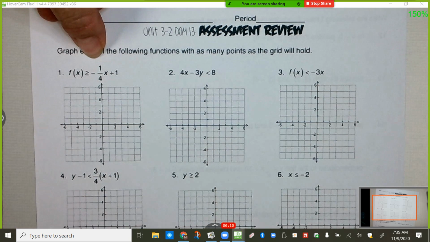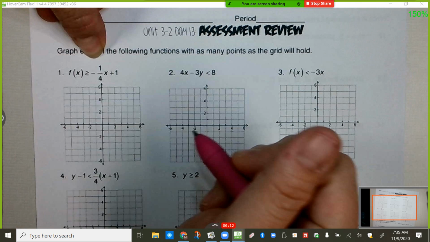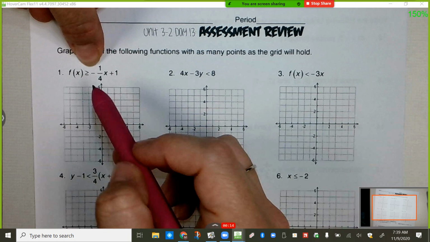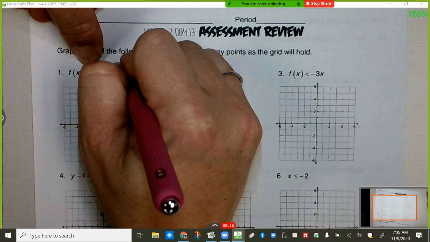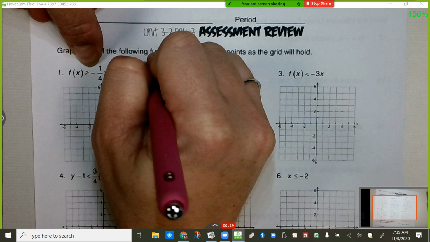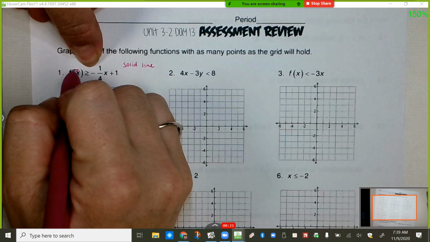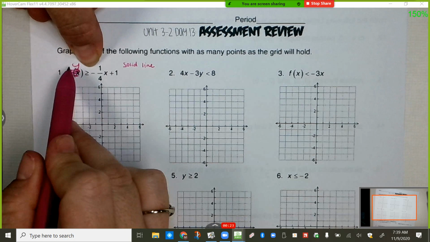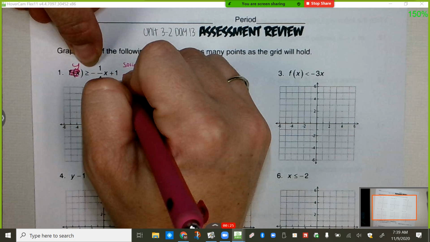inequalities. First things first, I'm going to talk about what kind of line and where I'm going to shade. I'm going to have a solid line because it's equal to, and this f of x just means y, and it's telling me y is greater than or equal to, so I'm going to shade above.